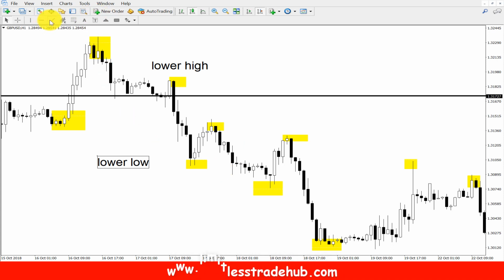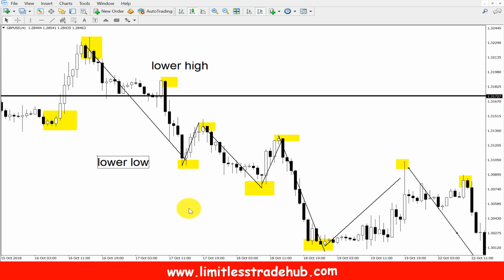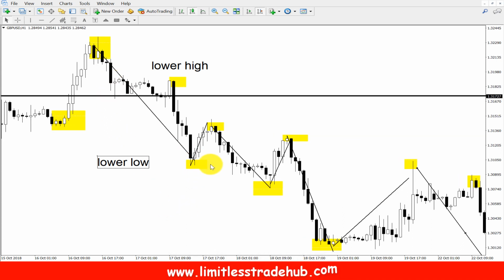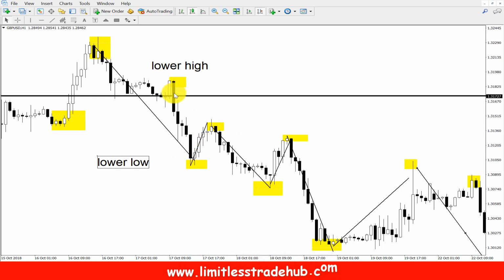You can check one more thing, how aggressive the down mode is. How small the up move, how big the down move, how small the up move, how big the down move, again how small the up move, how big the down move. So when the down move is bigger than the up move, then this is a down market. We will always sell here.